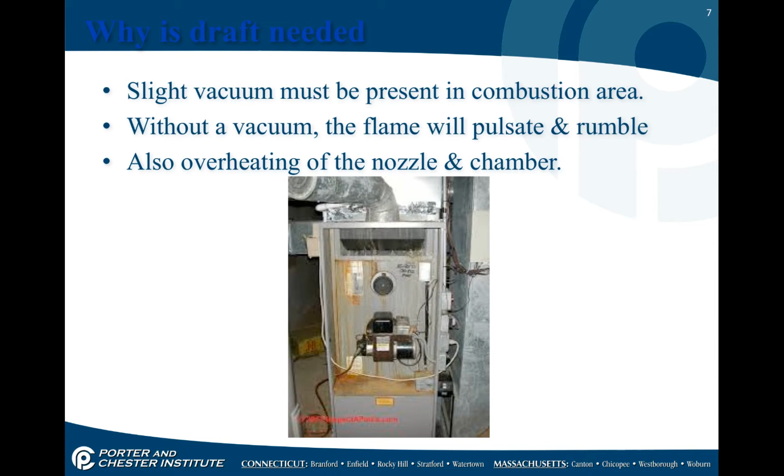We have to have a slight vacuum present in the combustion area. Without the vacuum, the flame will pulsate and rumble, and also it will eventually overheat. Anytime you see rust, like this type of rust you see on the front of this furnace picture here, dripping down from the flue pipe, that is a sign of not having correct draft. There's nothing else wrong here, and probably someone just searched the whole thing and tried to figure out what was going on. But the bottom line is, rust lines running down from the flue pipe means there's not enough draft.